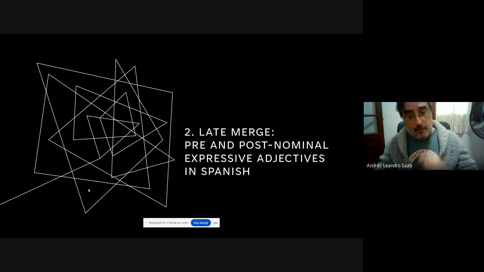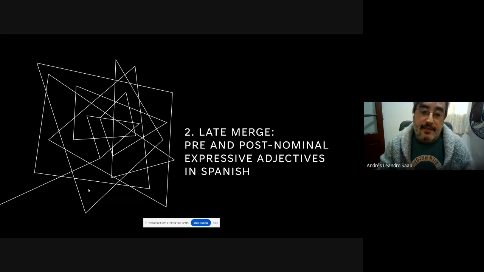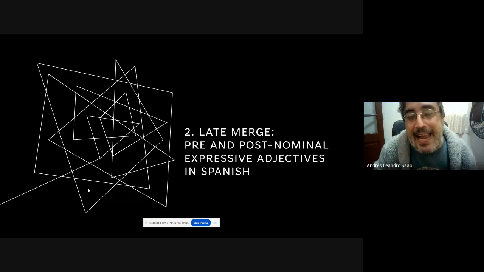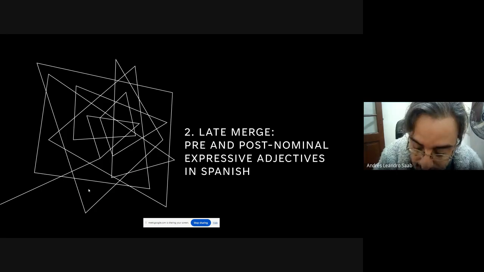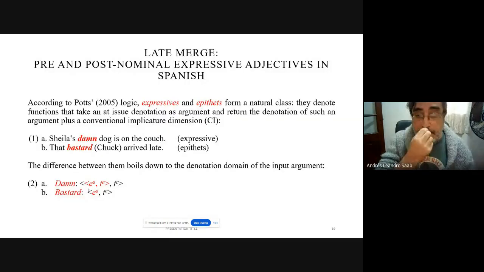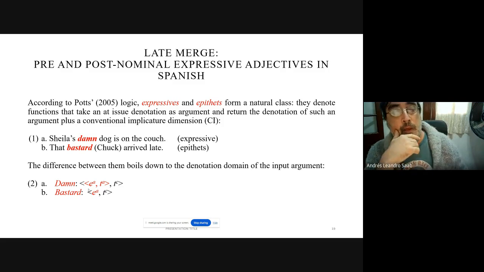Okay. So the first case study is pre- and post-nominal expressive adjectives, and I added this section just because I noticed a new fact which I think is very interesting to share. I don't have a perfect answer to the fact, but the fact by itself is very interesting.